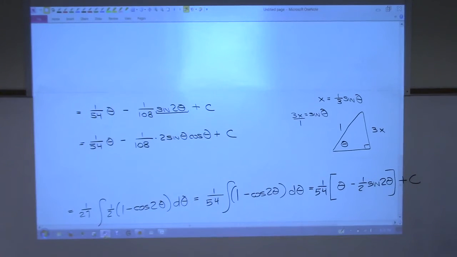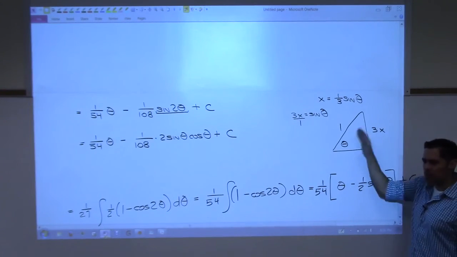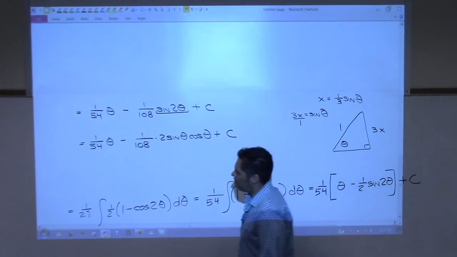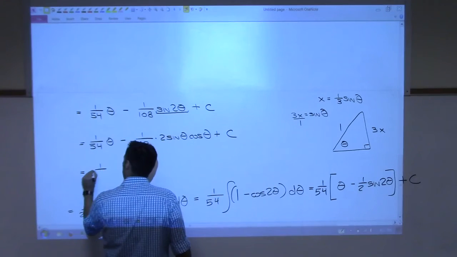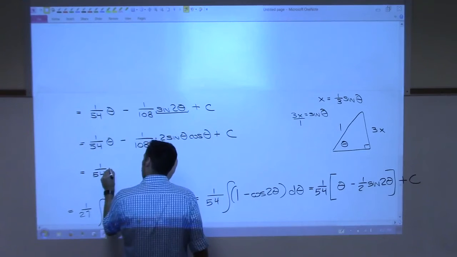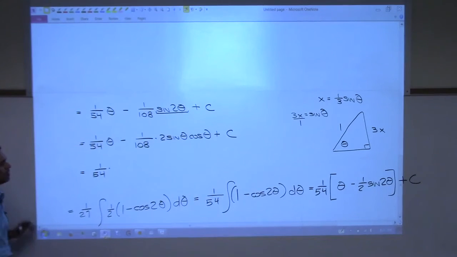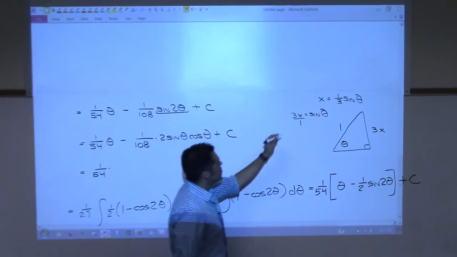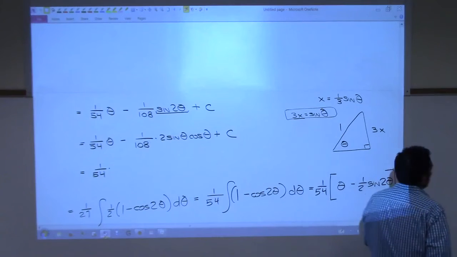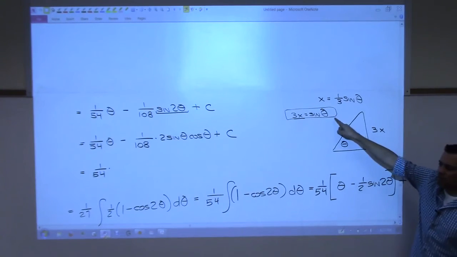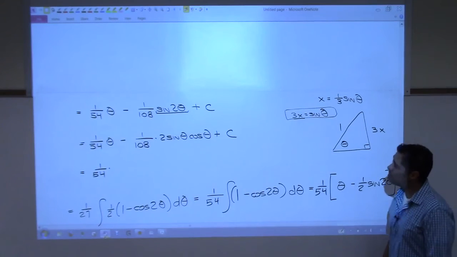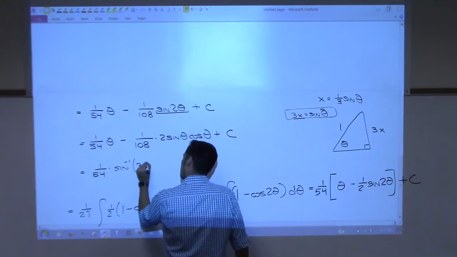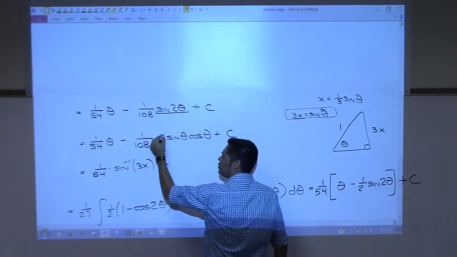And now I can use the triangle, because the triangle gives me all the information about sine, cosine, tangent of theta. So 1/54th times, what's theta? Inverse sine of 3x. You're going to go to this equation right here and take arc sine on both sides. So theta is arc sine of what? 3x. And then minus the 2 and the 108.